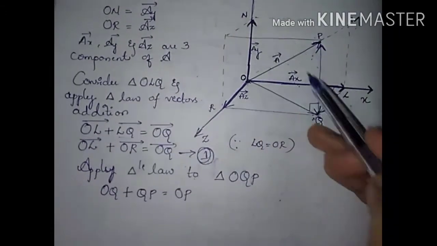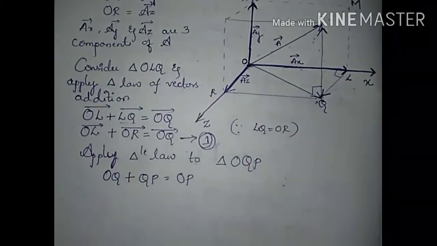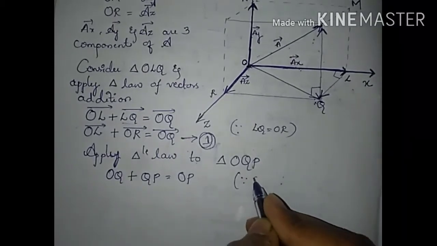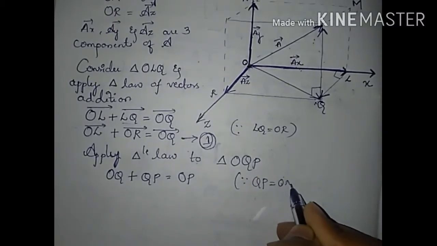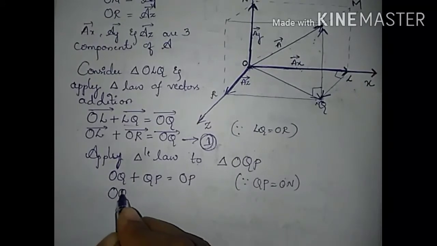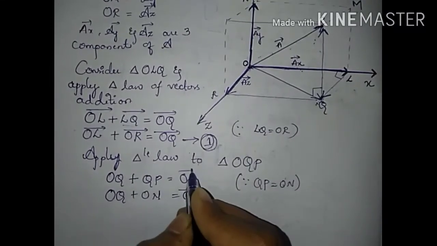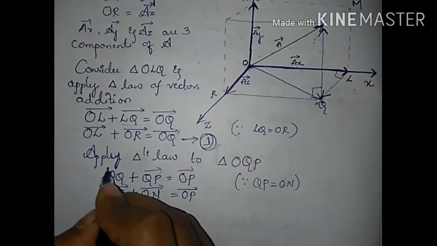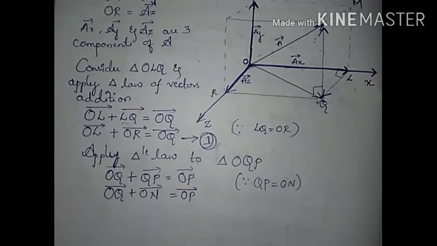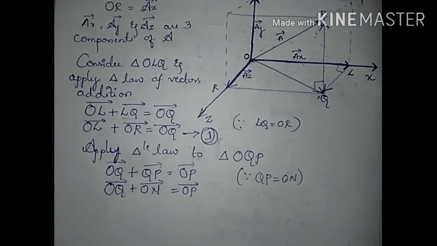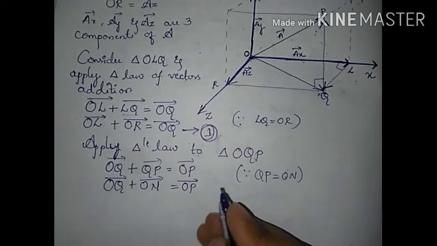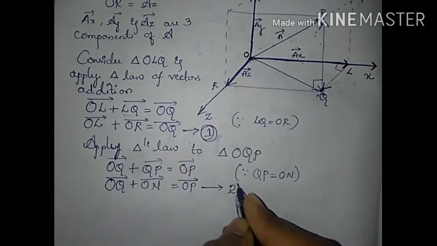Why? Because these two lines are parallel to each other. So because QP is equal to ON, I can write OQ plus ON is equal to OP. These are vectors, so don't forget to put the arrow mark on top of them. Let us call this equation number 2.